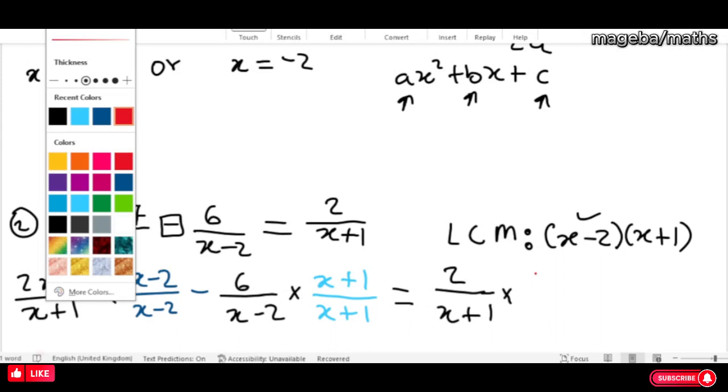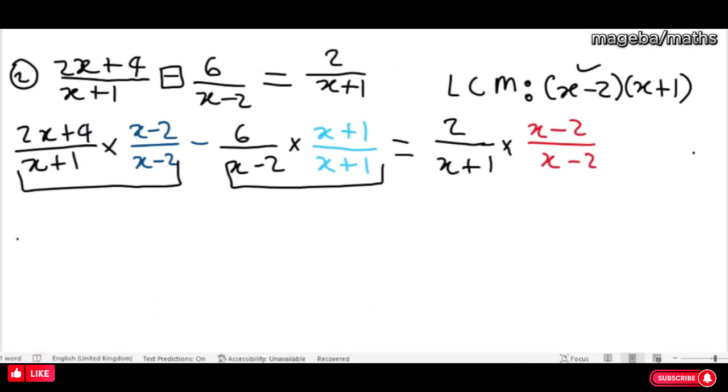Now if you can check this and also check this, these two things are the same because we're just going to times the numerator and the numerator, denominator and the denominator. Let me just do it. We have 2x plus 4 into x minus 2, then times the denominator is just going to be x plus 1 into x minus 2 minus 6 into x plus 1. Brackets are very important, guys.